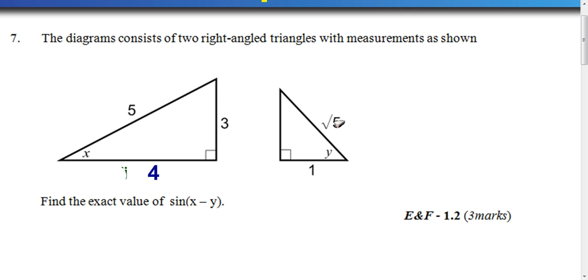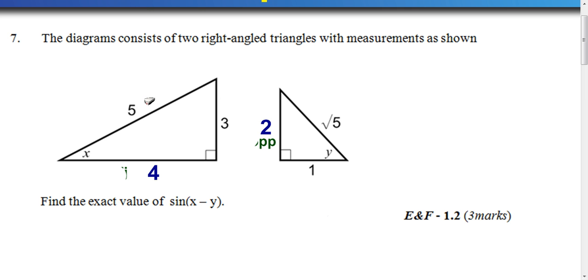This triangle here, we should know that root 5 squared is equal to 1 squared plus something else squared. In this case it's going to be 1 squared plus 2 squared. That will give you the root 5 here. But again, if you want to do your working in there, that's absolutely fine.